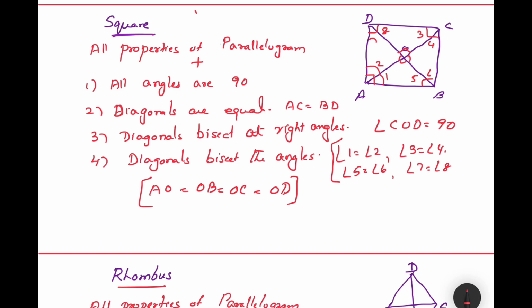So, all the properties of parallelogram are already there. Along with that, these are the properties which will identify the quadrilateral as a square. So, the diagonals are equal, diagonals bisect at right angles and diagonals bisect the angles.